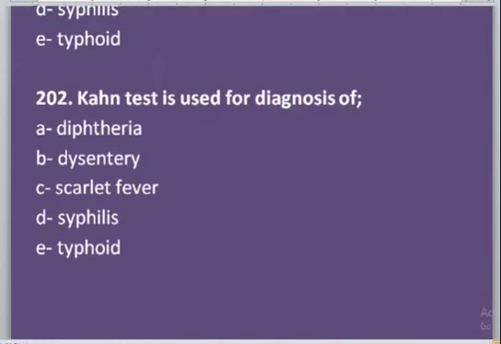Now our second MCQ, KAAD test is used for diagnosis of diphtheria, dysentery, scarlet fever, syphilis or typhoid. Actually it is syphilis. KAAD test is used for the diagnosis of syphilis.